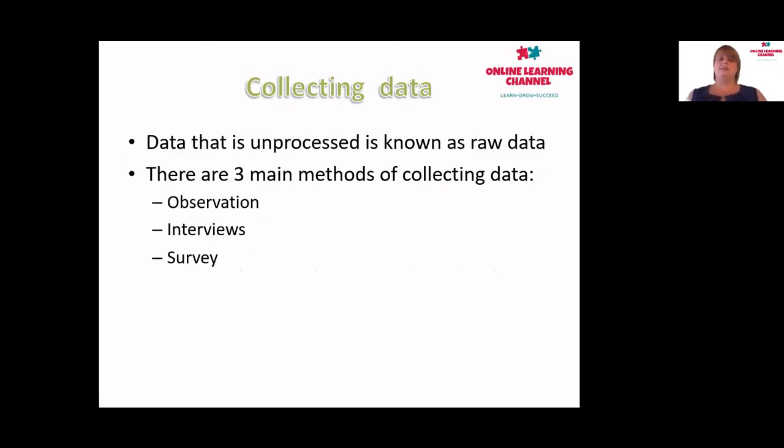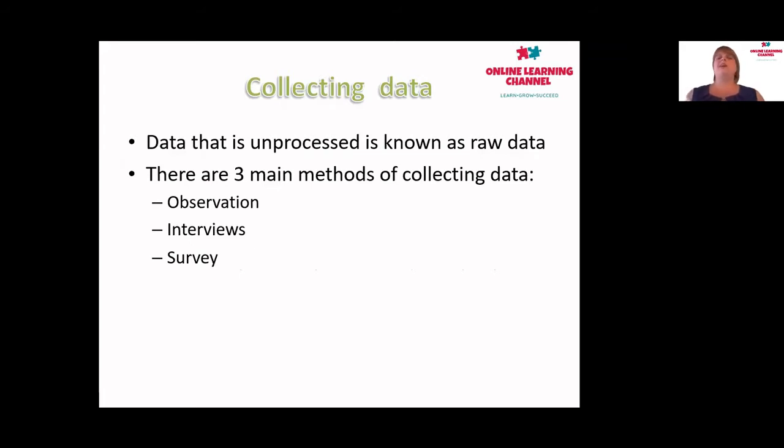The next step is collecting data. There are 3 main methods of collecting data: observation, interviews, and surveys. So what is observation? Observation is where you actually sit down and look at the people in front of you.